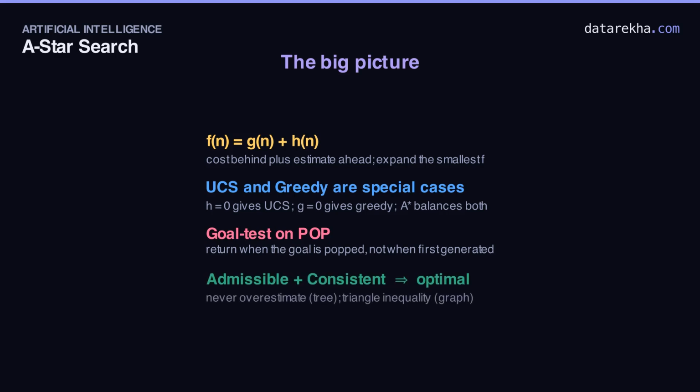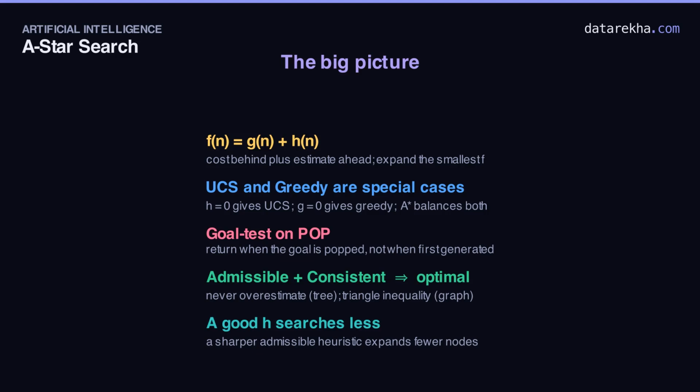It returns the optimal path when the heuristic is admissible, never overestimating, for tree search, and consistent, obeying the triangle inequality, for graph search. And the sharper your admissible heuristic, the fewer nodes A star expands. That's the whole win. Optimal paths, found fast. Next, we leave single-agent search behind and ask a harder question. How do you plan when an opponent is fighting back?